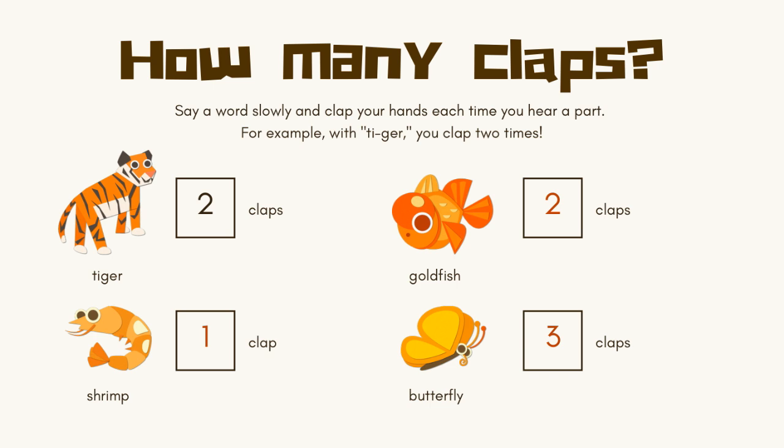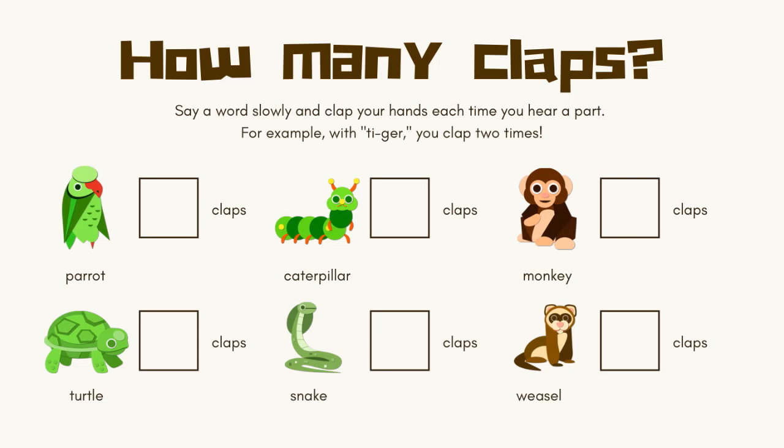Now the question here is, how many claps do you hear? The answer is 2, which matches the 2 syllables in tiger. This activity not only makes learning engaging, but also reinforces the idea that words are made up of smaller sound units, syllables, that we can count and recognize. Connecting this to our overall theme, understanding syllables is a key step in improving reading and speaking skills. It's a simple, effective way to build awareness of how words are constructed, helping us become more confident in pronunciation and fluency.